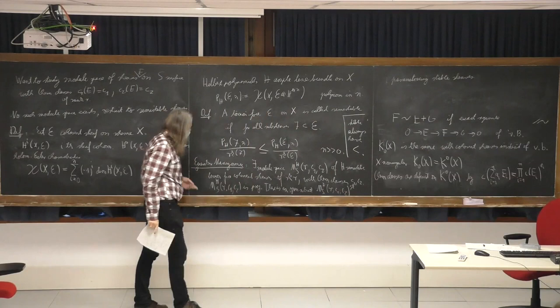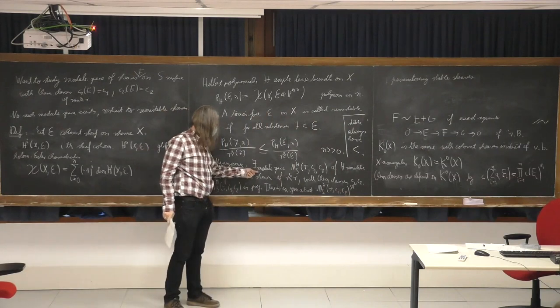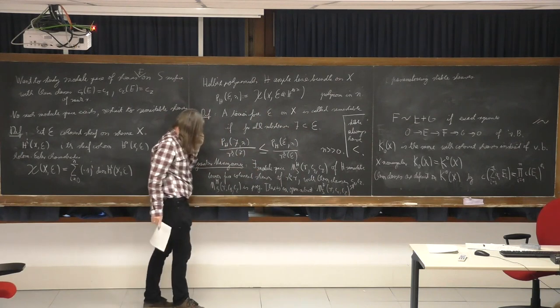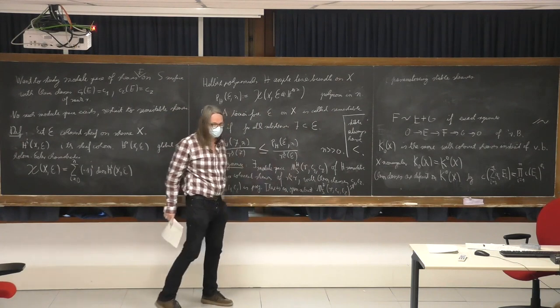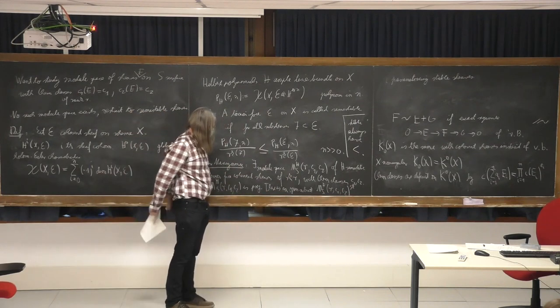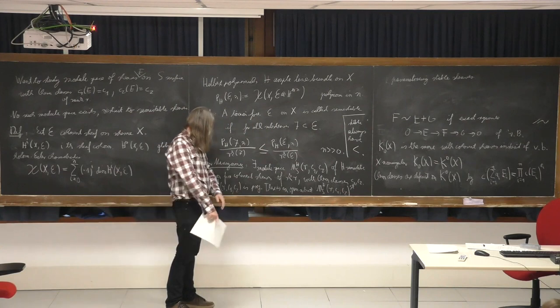So I didn't specify. This moduli space usually will not be what I mentioned, a fine moduli space. So it doesn't necessarily have a universal family, but it sometimes has. In general, it's what's called a coarse moduli space.